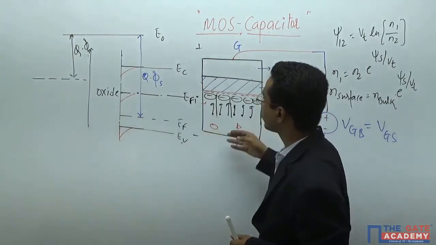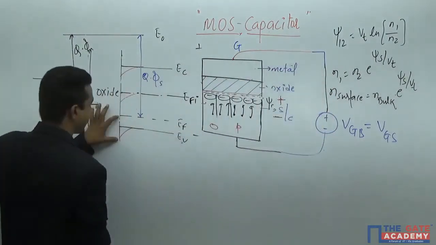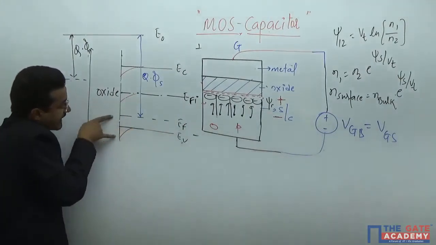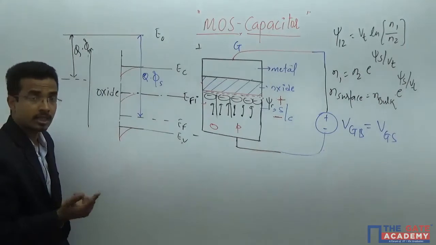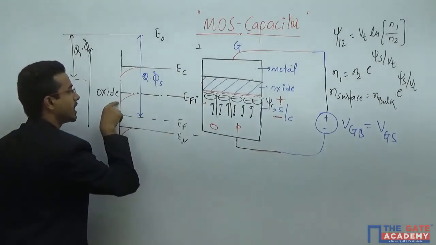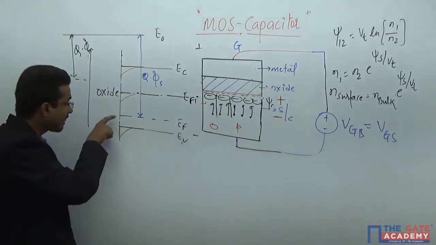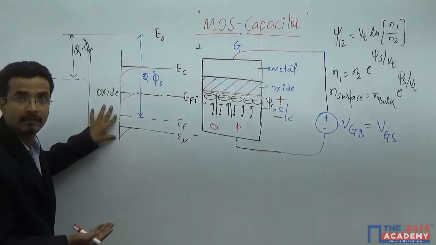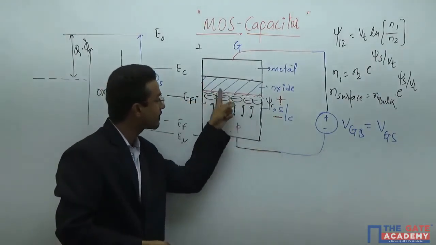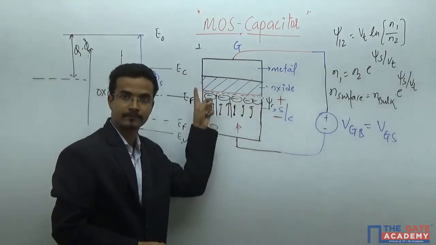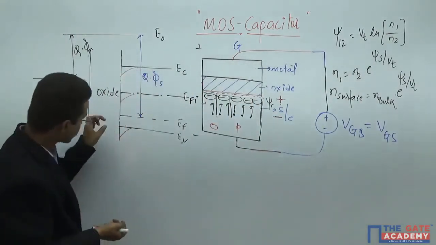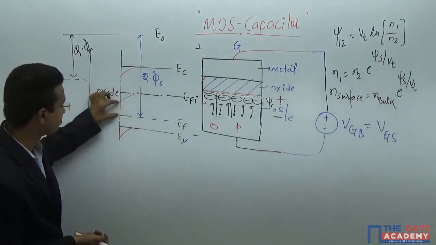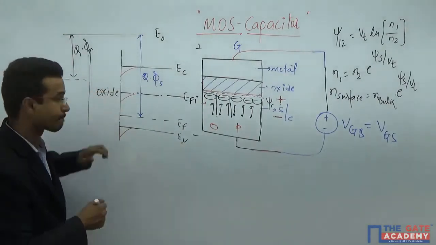As you keep on increasing, that means at the surface you are making it less p-type. That is why the difference between EF and EV keeps on increasing. Or in other words, the difference between EFI and EF keeps on decreasing, and the difference between EF and EV keeps on increasing, because you are making the surface less p-type. Less p-type means this gap should keep on increasing, and this gap should keep on decreasing.